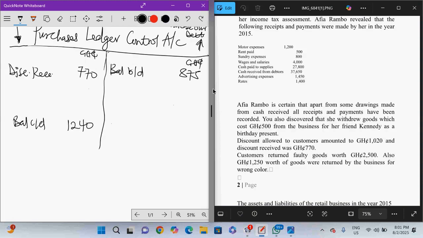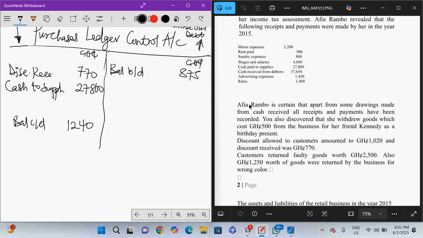We've made a cash payment to our suppliers, 27. Will it increase our debt or decrease our debt? So it will decrease our debt, cash to suppliers, and that is 27,800. What else? Discount allowed, discount received.